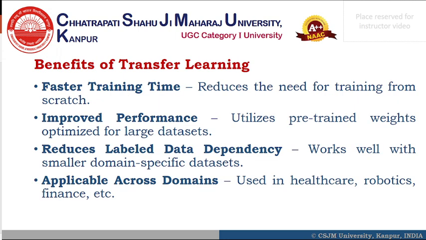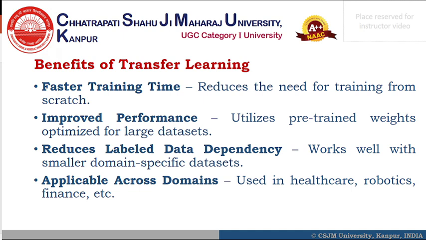Now that we understand the importance of transfer learning, let's explore its key benefits and why it is widely adopted across various industries. One of the main benefits is faster training time. One of the biggest advantages of transfer learning is that it significantly reduces the time needed to train a machine learning model. Instead of training a deep learning model from scratch, which can take days or weeks, we can start with a pre-trained model and fine-tune it for our specific task.